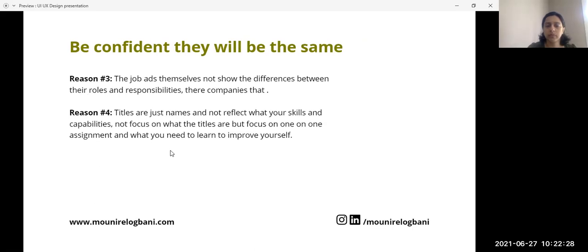Also, reason three, the job ads themselves are not showing the difference between the roles and responsibilities of product design and UX design. Sometimes you see that UX design has some skills that need to be in product design, and some of product design needs to have other things.